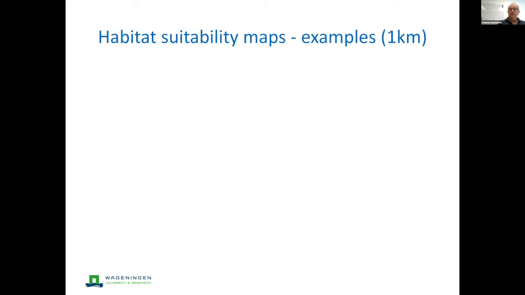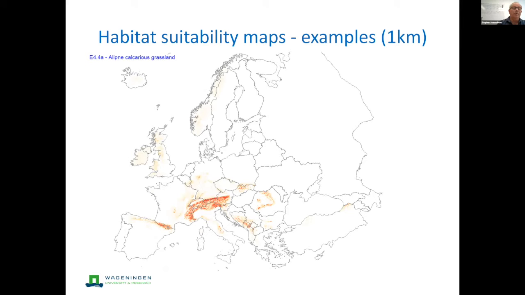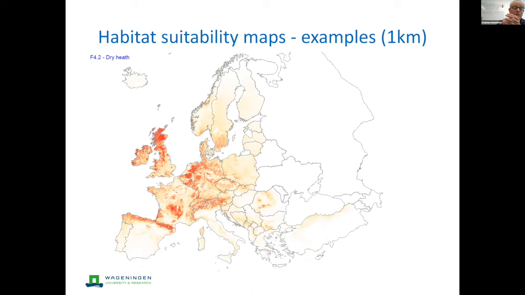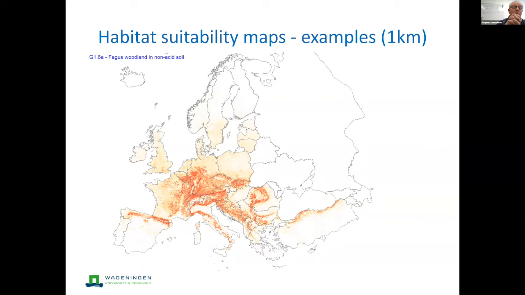So let me give you a few examples of a habitat suitability map. Suitability maps have been produced with a resolution of 1 by 1 kilometer, because it's Europe-wide. Here we have the alpine calcareous grasslands, which are of course located in high mountains. And this is dry heath. That's not spread all through Europe, but not in the south part, the Mediterranean part. And this is the distribution of the beech forest on non-acid soils.